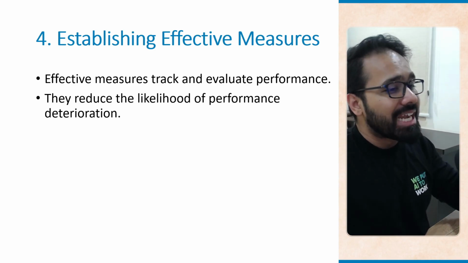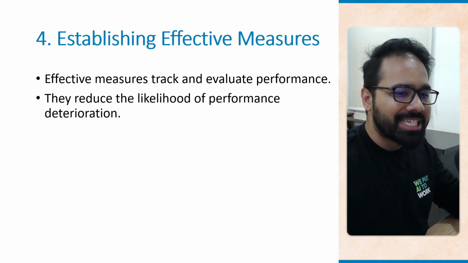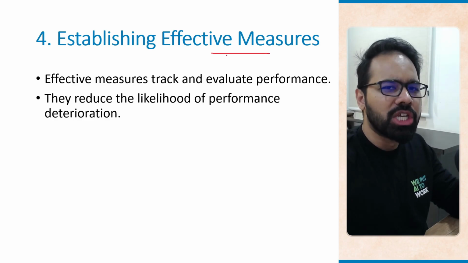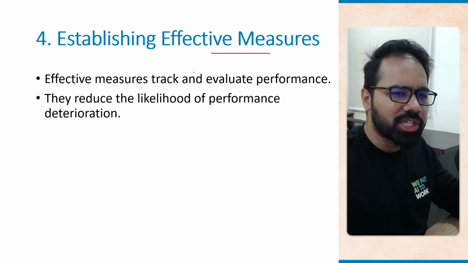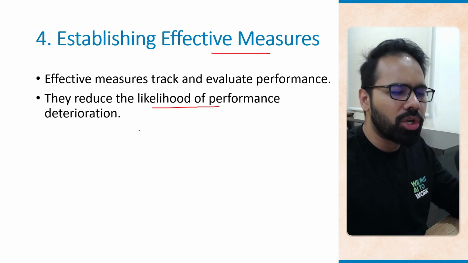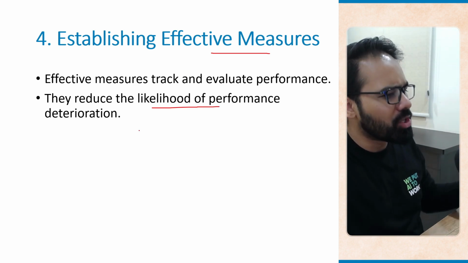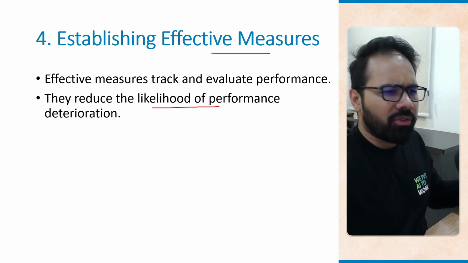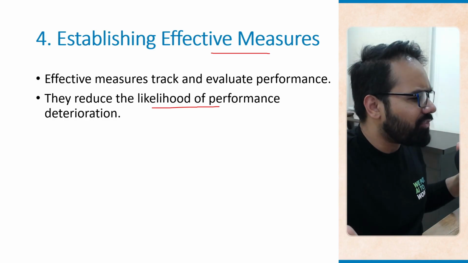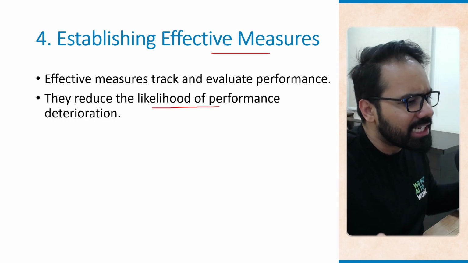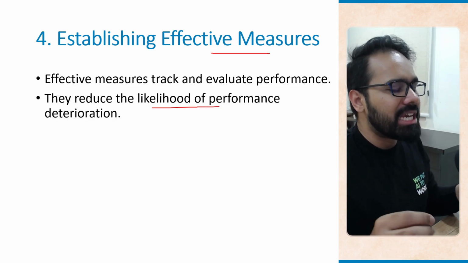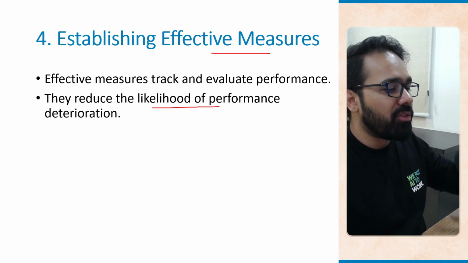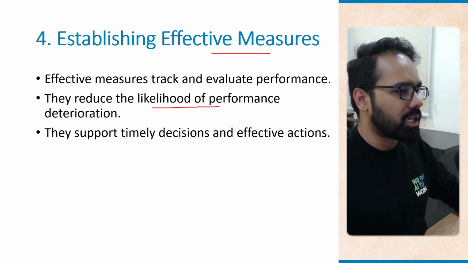They reduce the likelihood of performance deterioration. Now we are talking about effective measures. So if you have effective measures in place, the likelihood of your performance deteriorating is going to come down. By monitoring metrics, for example, the density of defects, also known as defects density, we will be able to identify quality issues much early in the game before these issues get worse.